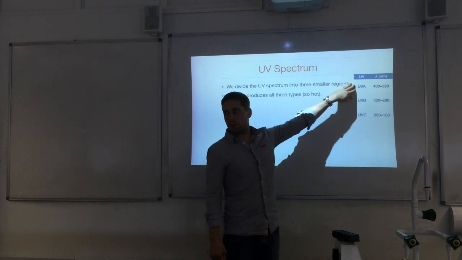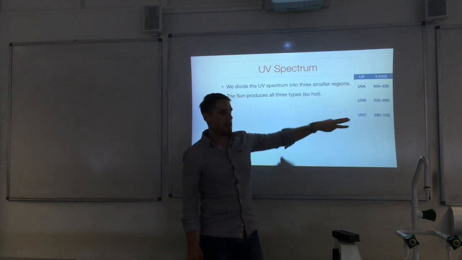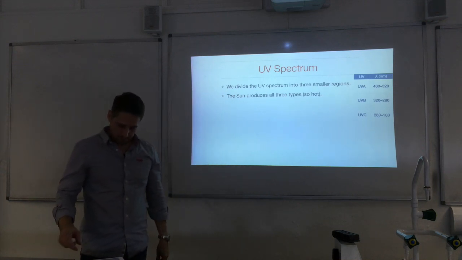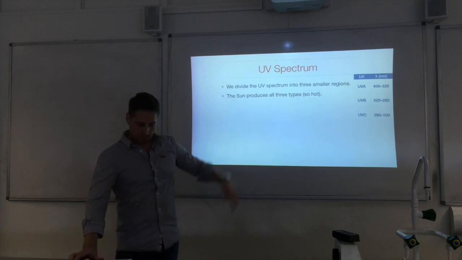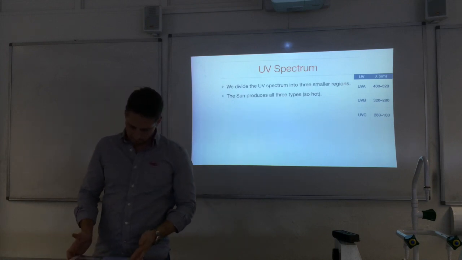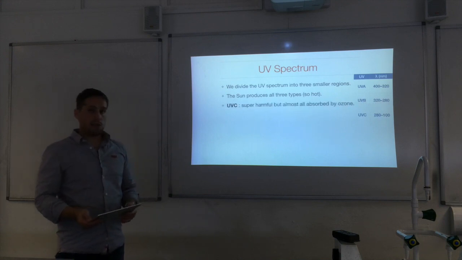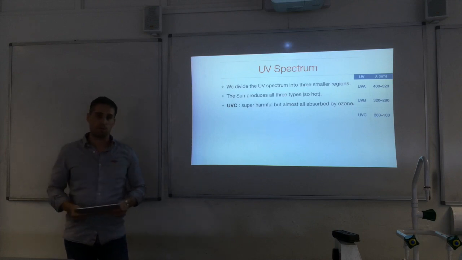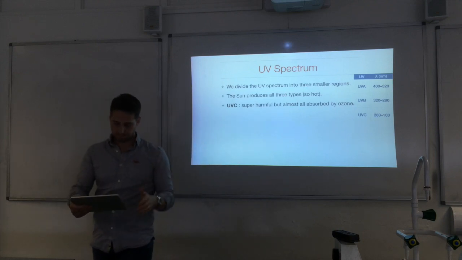UVA is closest to the visible spectrum, then next along is UVB, and then UVC is the highest frequency UV radiation. So you just need to know some rough wavelengths for each type of UV. UVC is very harmful, but almost all of it is absorbed by the ozone. It's harmful because it's so energetic.